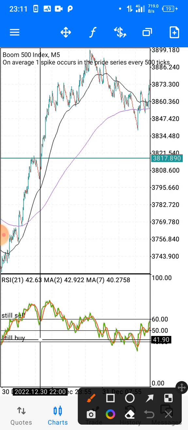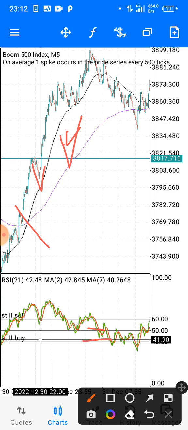So right here we got our 50/200 cross, right? That's our first confirmation. After the 50/200 cross, wait for a pullback either to the 50 EMA, or a pullback to the 200 EMA, or somewhere in between, as long as they respect the level of 50 or the level of 40, right?